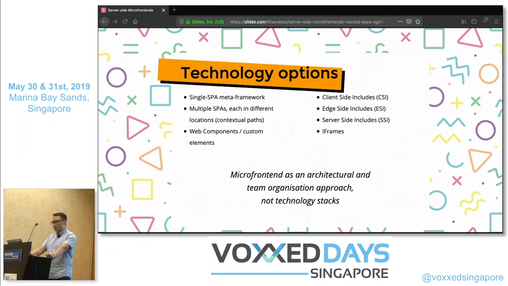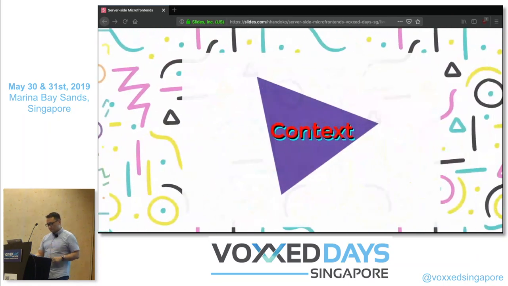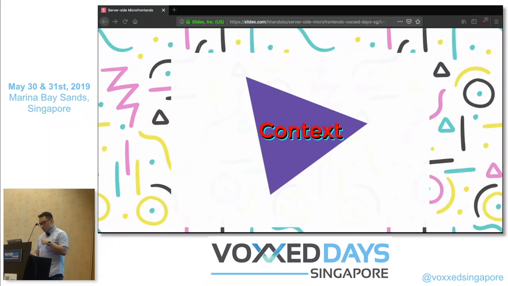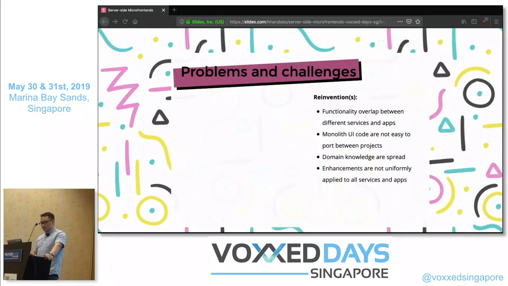It's not meant to convince you that server side is the best, but merely to show you a different option. So on the server side itself, we have edge side includes and server side includes. Before we start, just to give a bit of context, what is it that we're trying to solve with micro frontend?